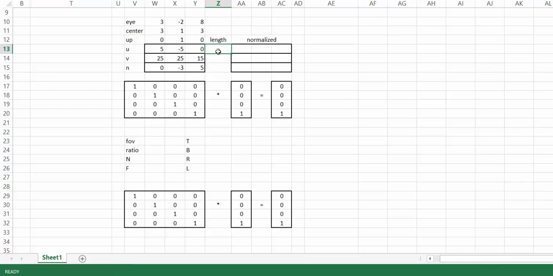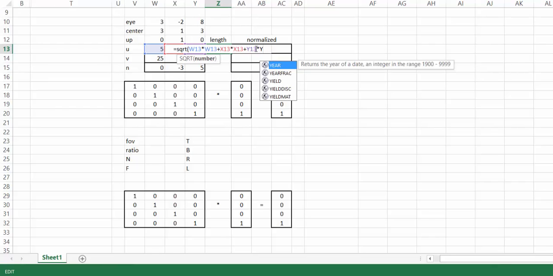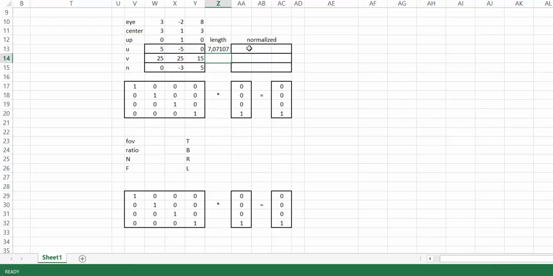So let's take the length of each one of them. It would be the square root of this to the power of 2. Let's just do this times this plus this times this plus, okay, great. That would be y13 times y13, so we have the square root of that, like so. So that's the length here.